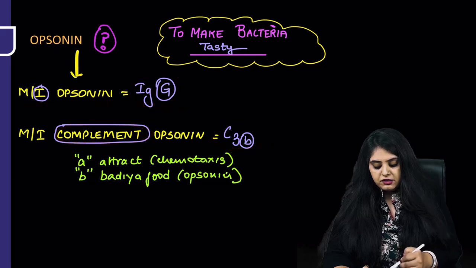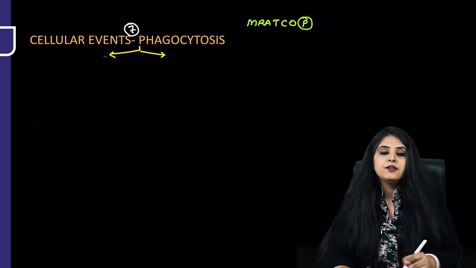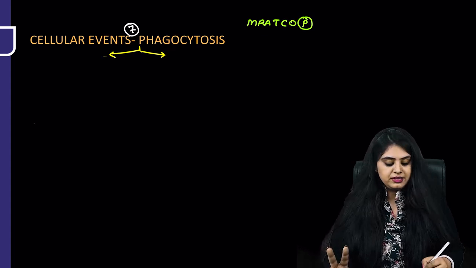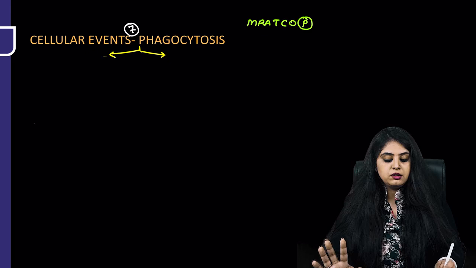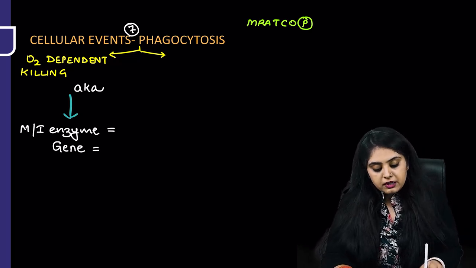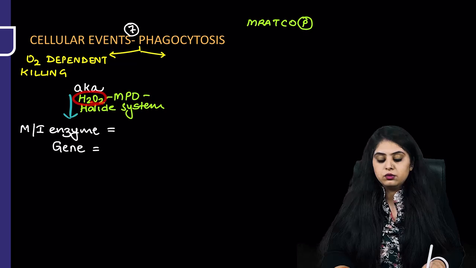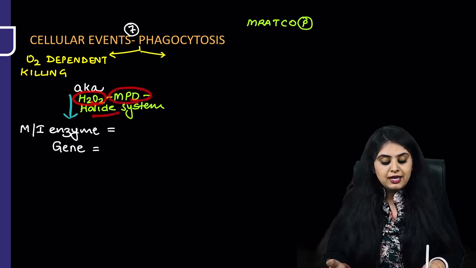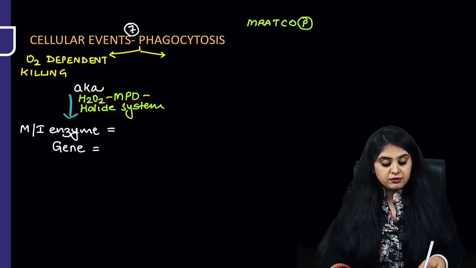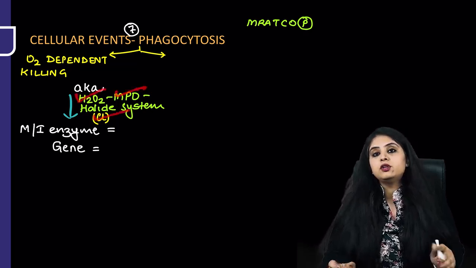Why have you done this opsonization? Because in that mnemonic of MRAT COP, finally I want to eat this bacteria, that is phagocytosis. How do you eat it? There are two methods. If you have adequate oxygen present in the body, you will use the oxygen dependent pathway of killing of phagocytosis. Oxygen dependent pathway is also known as the H2O2 MPO halide system. What does that mean? H2O2 is hydrogen peroxide, everyone knows. MPO is myeloperoxidase, you know. Halide, if you remember from your periodic table in chemistry, was nothing but the chloride family, right? So you need H2O2, MPO and chloride for killing a bacteria.